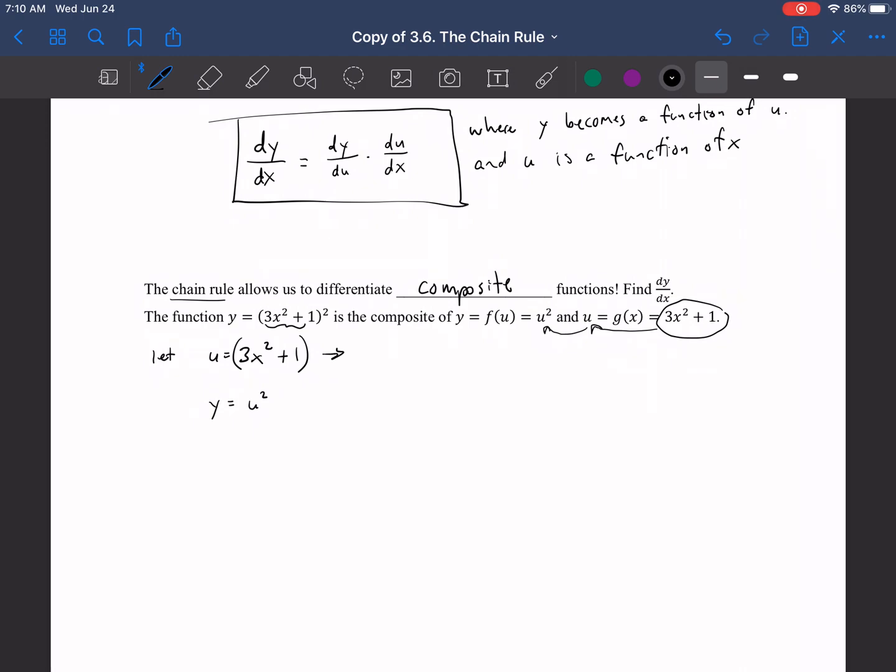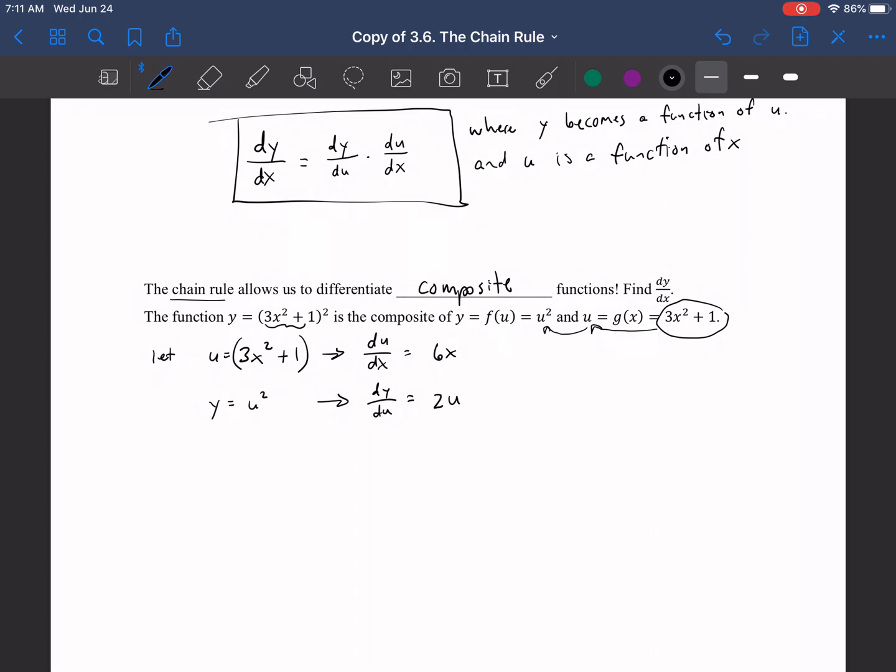Now we need to take the derivative of each one of them. So this would be du dx, and the derivative there would be derivative with respect to x. So you bring the 2 out front, that becomes a 6x. The derivative of the constant is 0, so just 6x. And then the derivative of y with respect to u, dy du, is just going to be 2u.